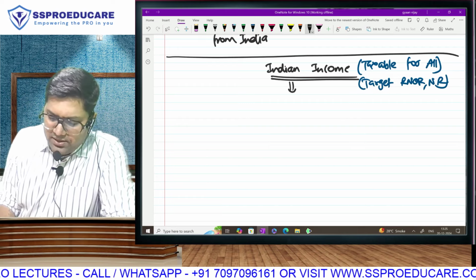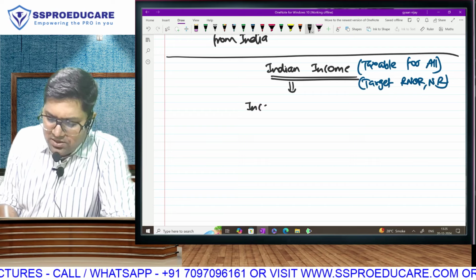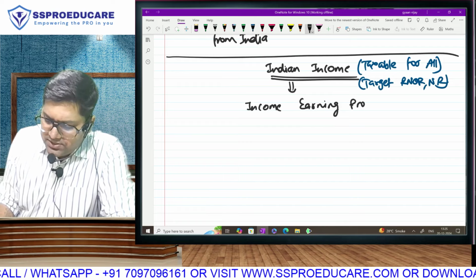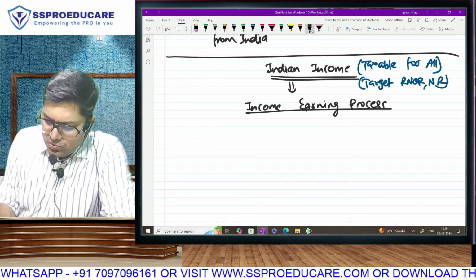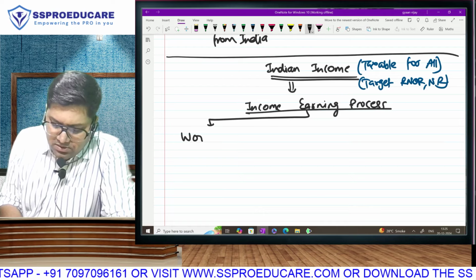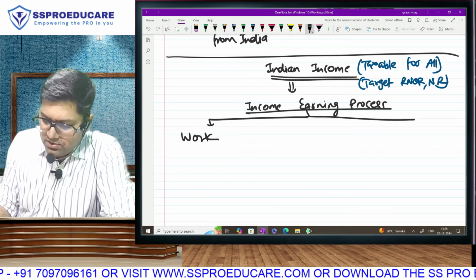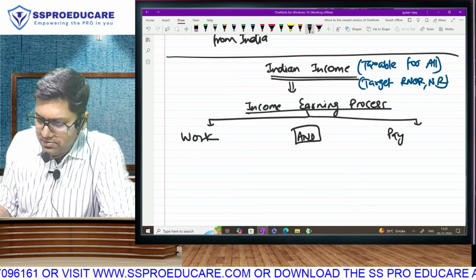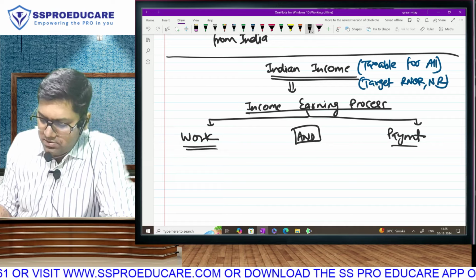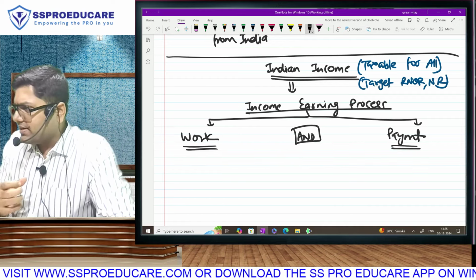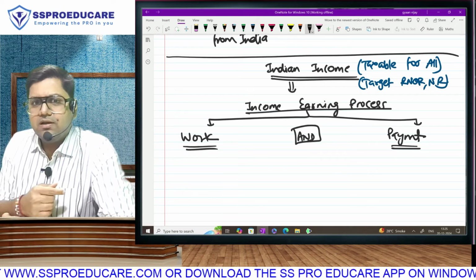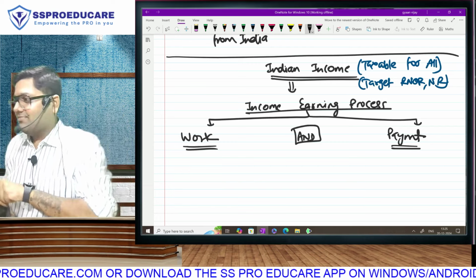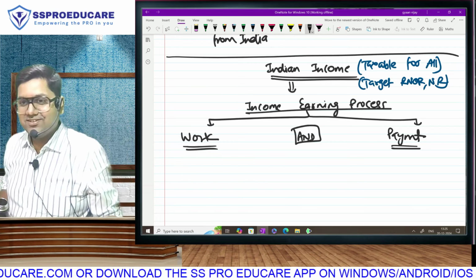In order to understand Indian income, you have to first understand the income earning process. The income earning process is basically two activities. First, you have to work, and second, you have to get paid. Simple hai? You work towards an activity and then you get paid for the activity after completing the batch. Not understood?